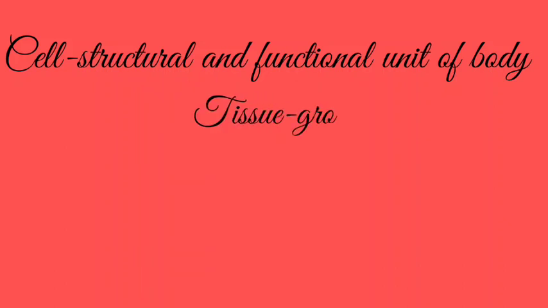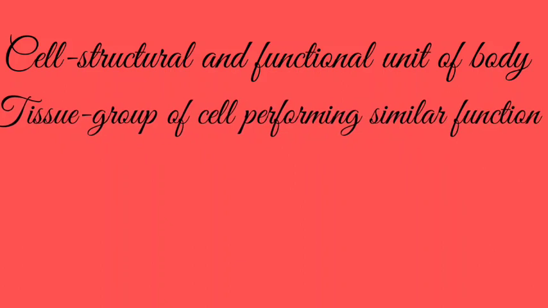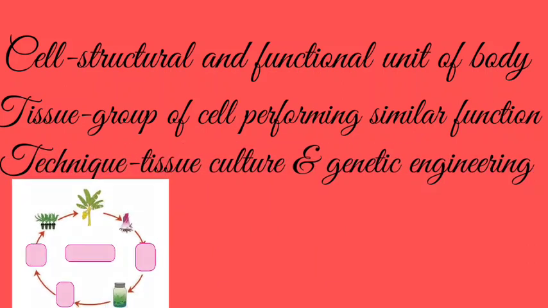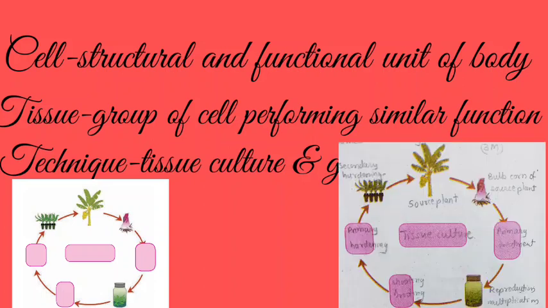In previous standard you have learned that when cells combine together and perform a similar function, that group of cells is called a tissue. That is the organization of living things. In that you have learned cell combines and makes the tissue. Last year in 9th standard you have learned about the techniques, that is tissue culture and genetic engineering. In front of you here is one of the diagrams which is showing the tissue culture.